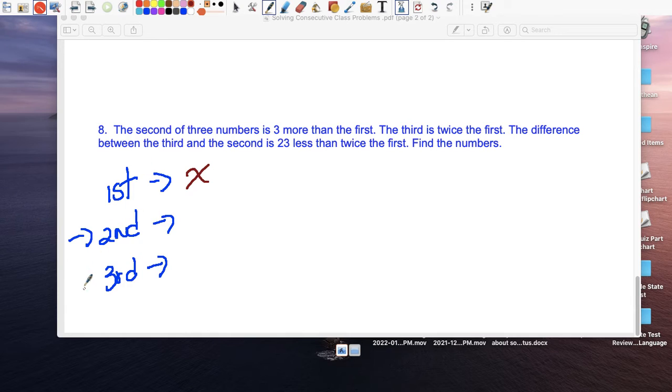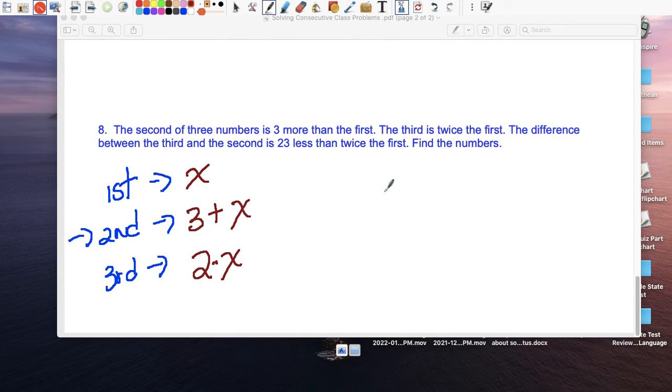So let's go back to the second one and see if we can identify it as an expression in terms of x. The second number is 3 more than the first, so 3 more than whatever the first number is. And the third number is twice the first, so 2 times whatever the first number is, which in this case is x. There are my 3 numbers. Now I can set up my equation.